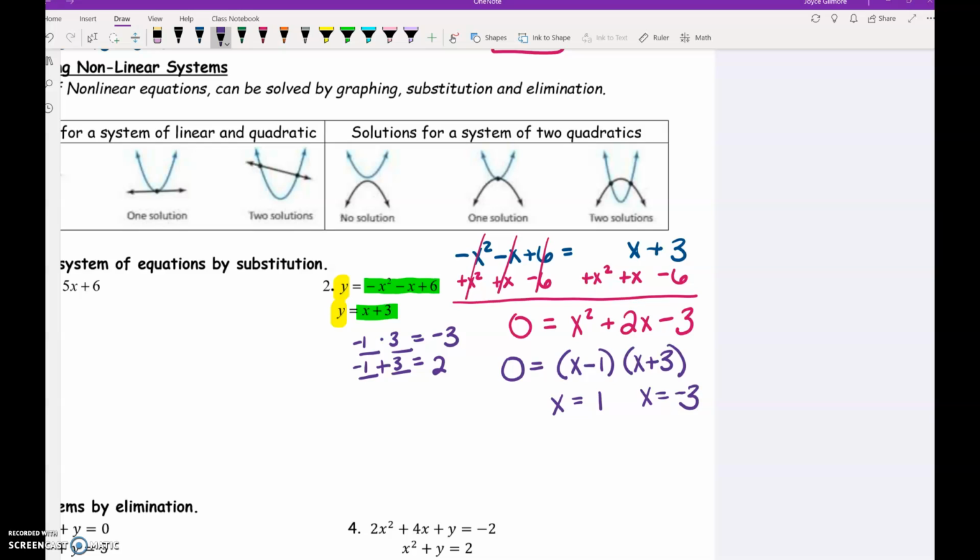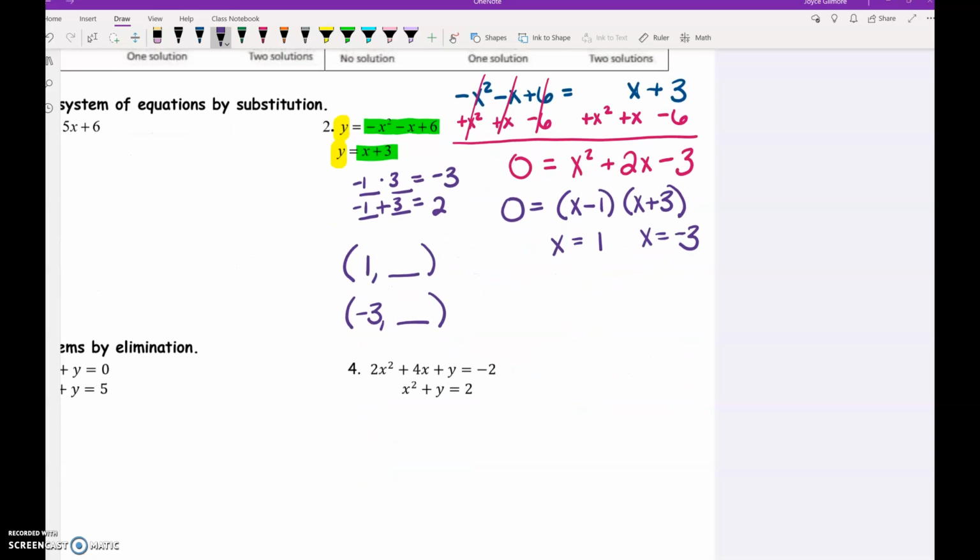Okay, so everything we've done so far, only that first step was new, where we put stuff equals other stuff. This next part is also kind of new. These x values are the x values of the points where these two things meet. So one of our answers is going to be 1 comma something. The other answer is going to be negative 3 comma something. How do you think we're going to find the y coordinate? Plug it in.